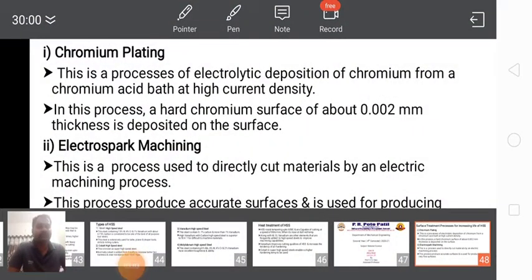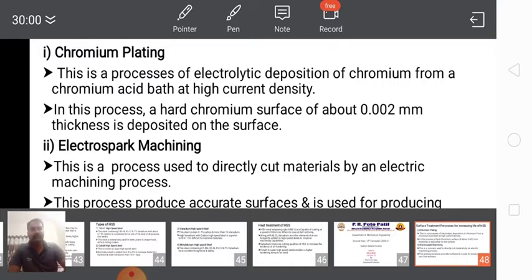This is the actual process of chromium plating. This is similar to spray painting, but in most cases a chromium acid bath is provided there, and the chromium is coated on the cutting tools.